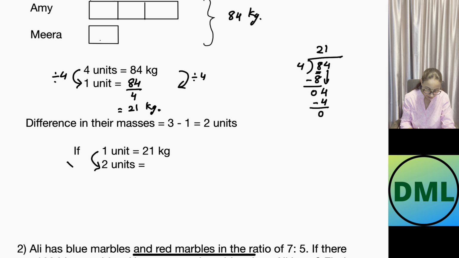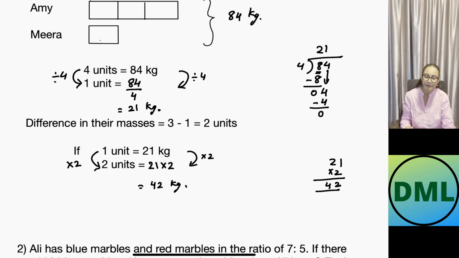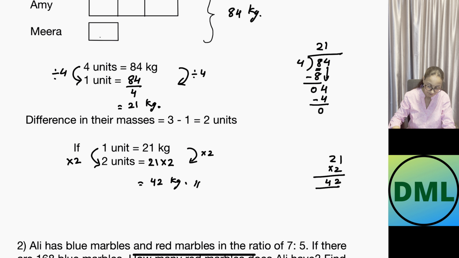Multiplied by 2, right? The same operation we will do here on the right hand side also, multiplied by 2. 21 times 2, I need to calculate that. 21 times 2, write down here. 2 times 1 is 2, 2 times 2 is 4, 42. My answer is 42 kgs. This is the difference between their masses. So this will be your answer. Let's see the next example here.